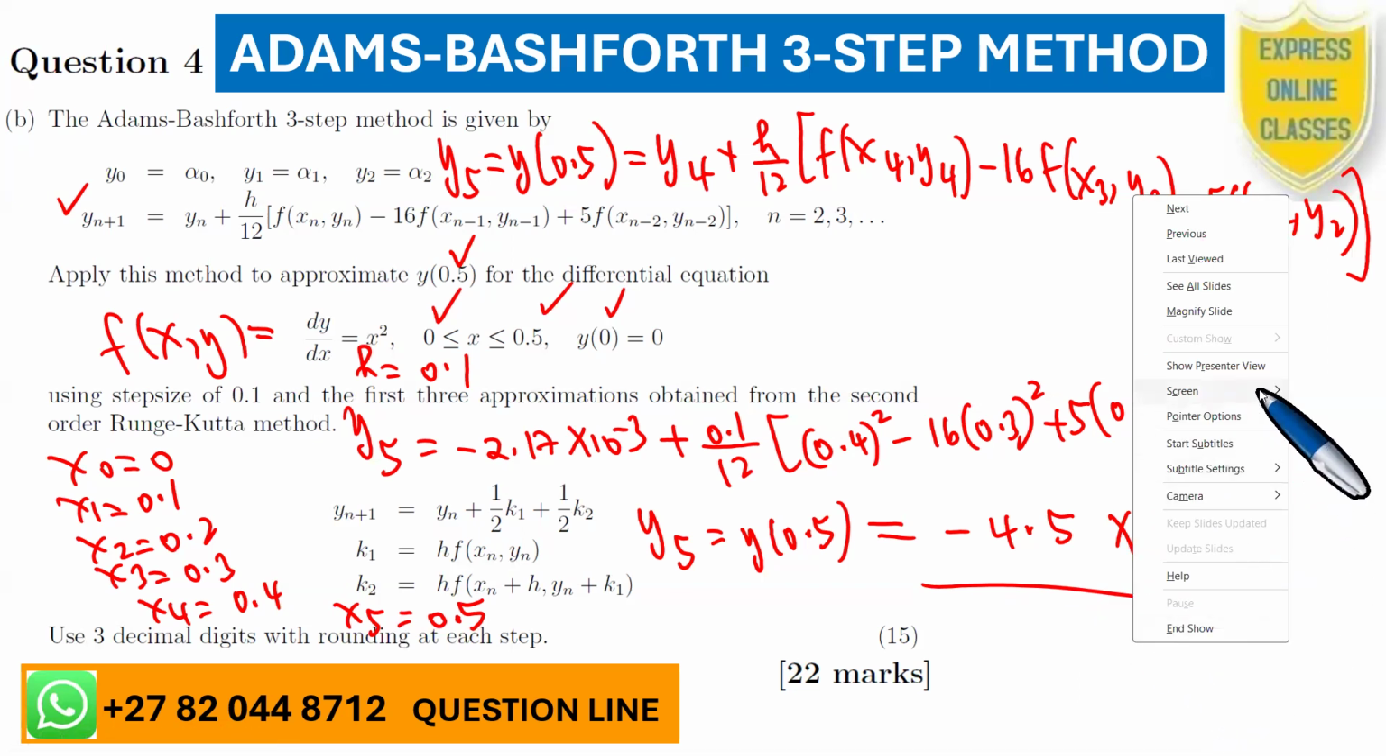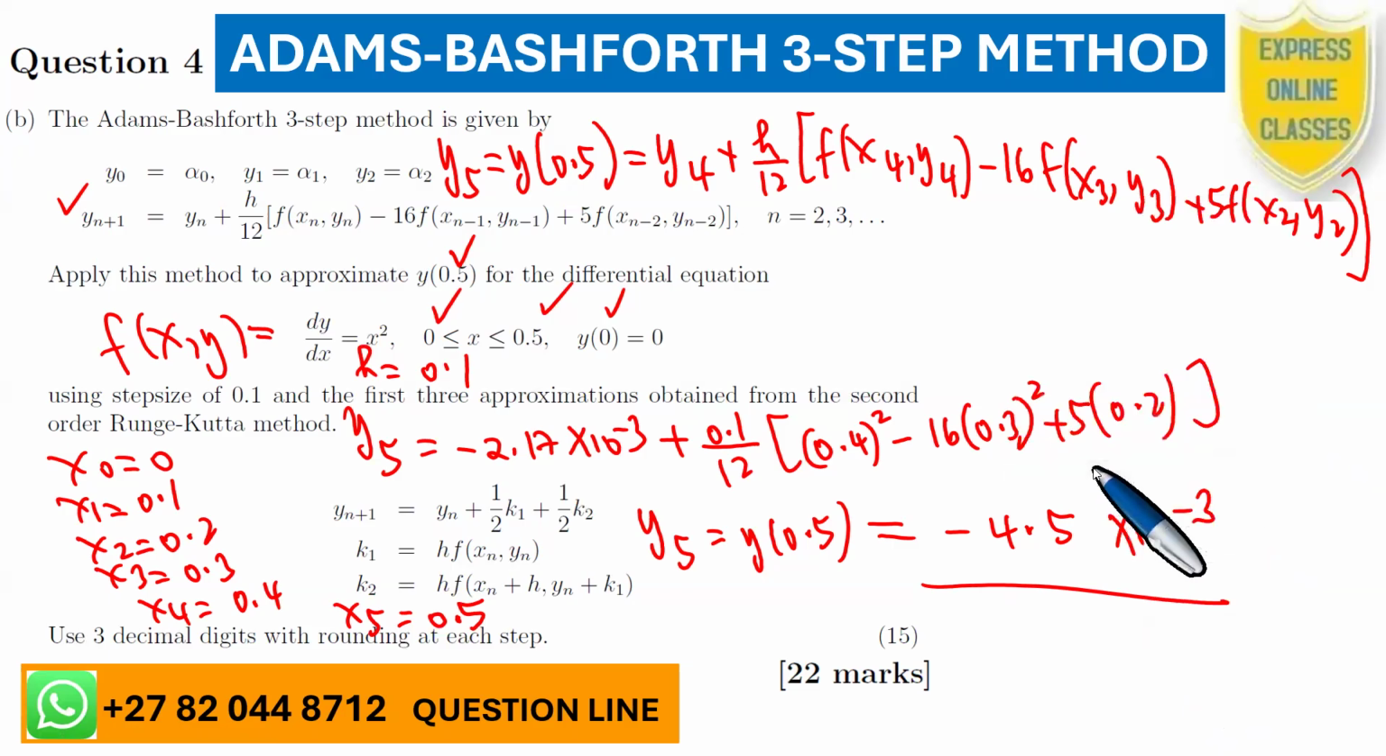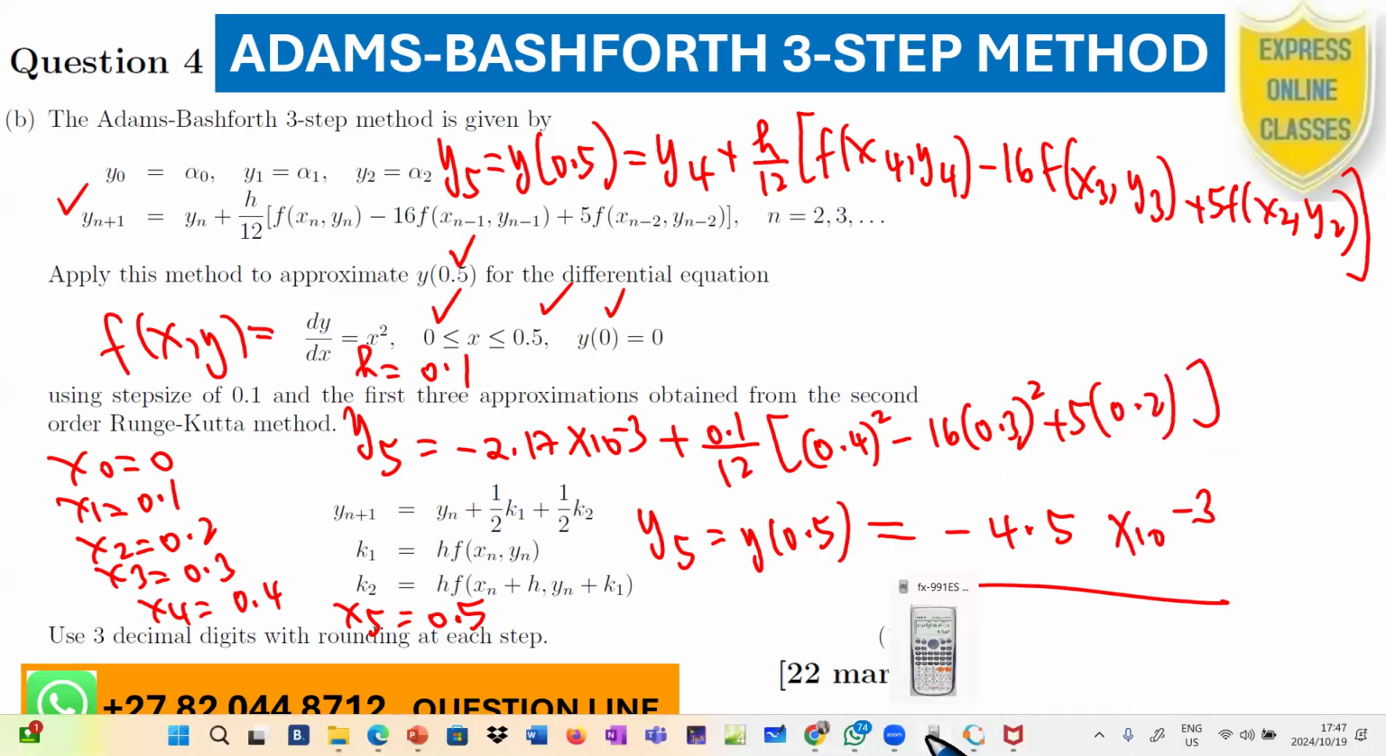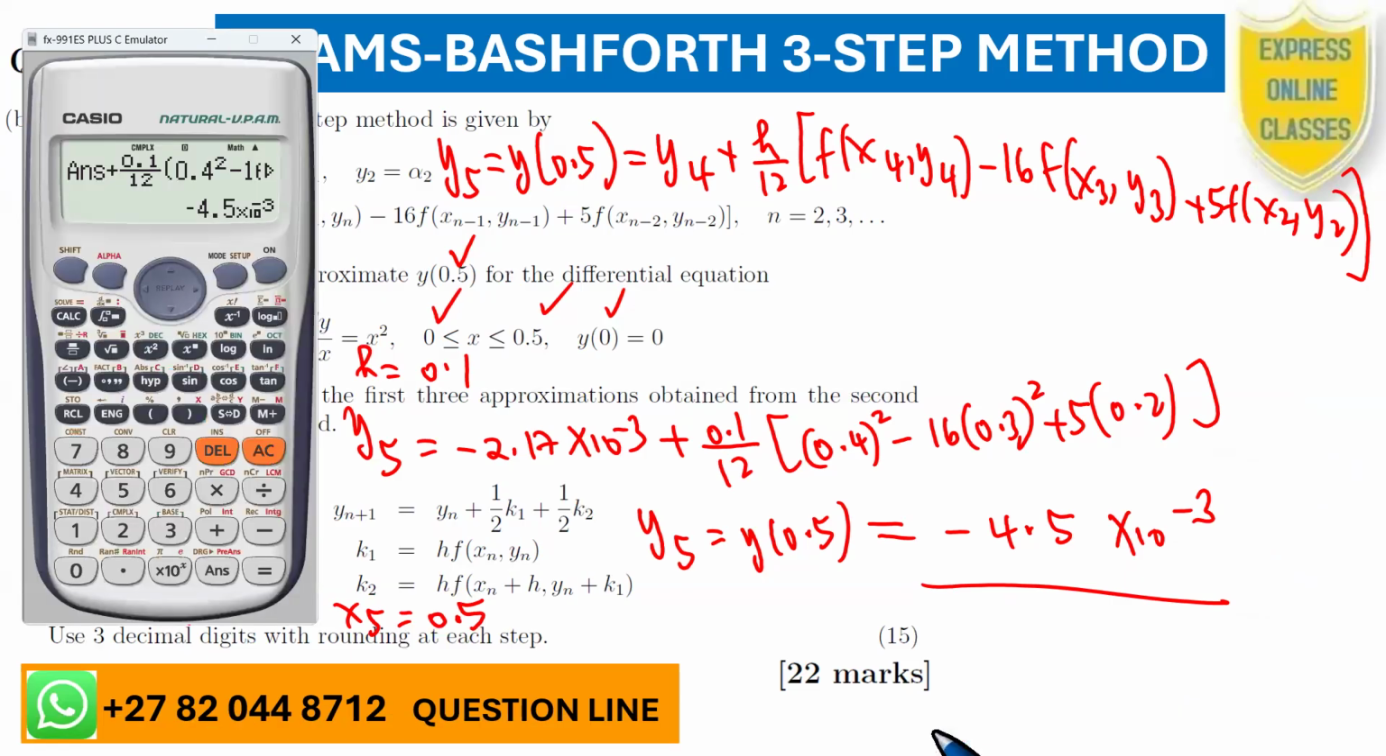Let us check if this is accurate. So to check the accuracy of this, we're going to use the following. So we might do minus 2.167 times 10 to the power minus 3, for example, plus 0.1 you divide by 12.